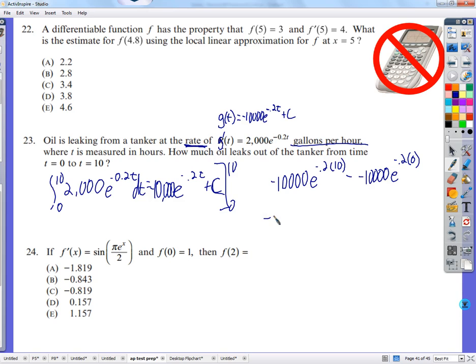Okay, so we got negative 10,000 times e to the negative... two, right? Negative two. Yeah. First negative two. Plus, what's e to the zero? One. So this is minus 10,000.